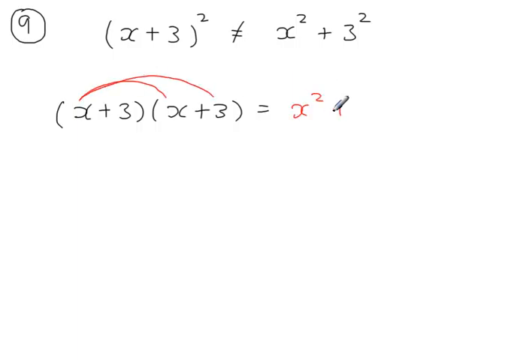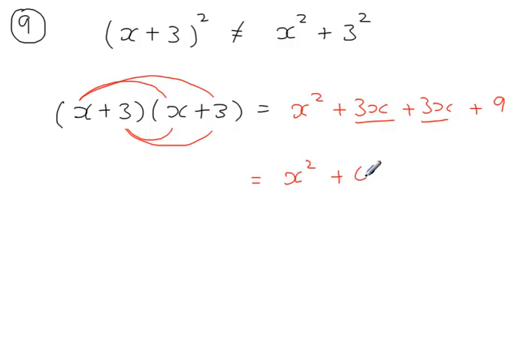3x, 3x again here, and 9. So you've got x squared plus 6x plus 9. So you can see that from here you had x squared plus 9, which is 3 squared. So you had these two terms, but you were missing this. This is a common mistake where students are too lazy to multiply out brackets properly.